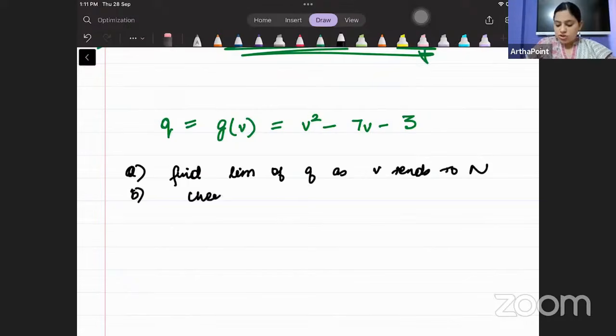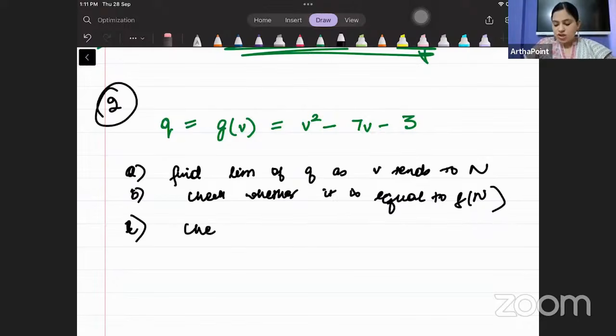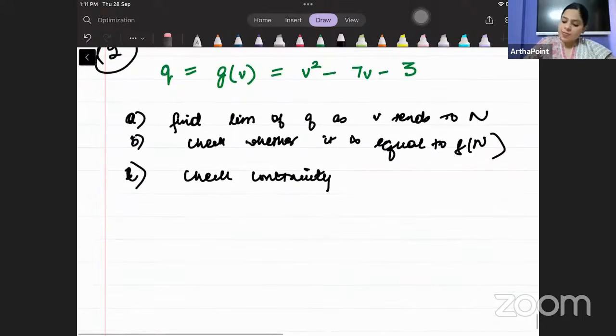Second, check whether it is equal to Gn. Beta, this is exercise 2, huh? Question number 2. And third, check continuity. करके देखते हैं एक बारी. So check limit of Q as V tends to N.